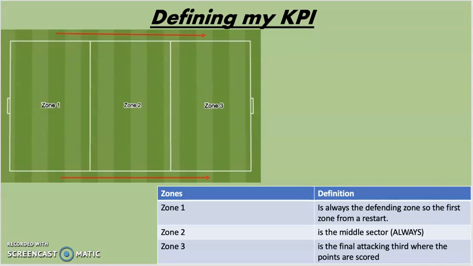So defining my KPIs. So to start off with, defining the zones. As shown on the diagram created by myself, that zone 1 is always the defending zone, so the first zone from a restart. Zone 2 is always the middle sector zone. And lastly, zone 3 is the attacking final third, where the goals are scored for that team.